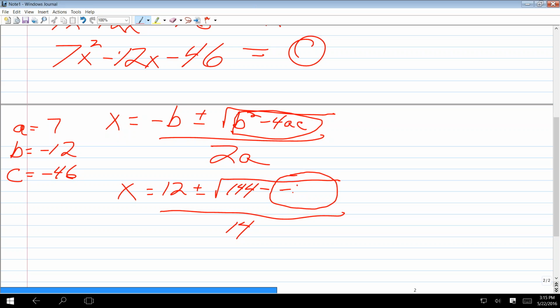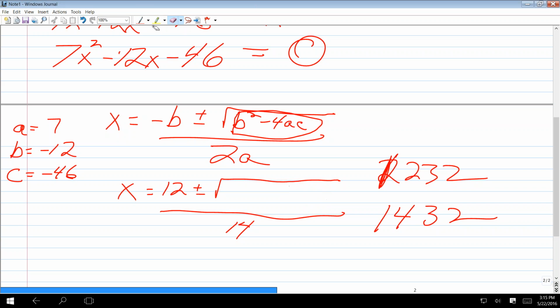And the reason I said do that one first is because this is always a subtraction sign. So if C is negative, this is frequently negative, and now you're adding those two numbers. And those add to 2232. No, excuse me, 1432. So I can replace the discriminant with 1432.